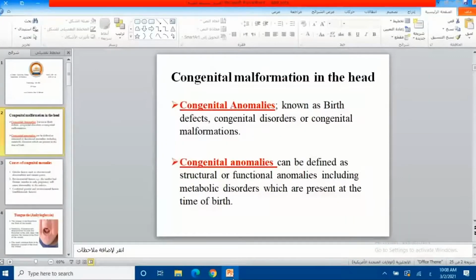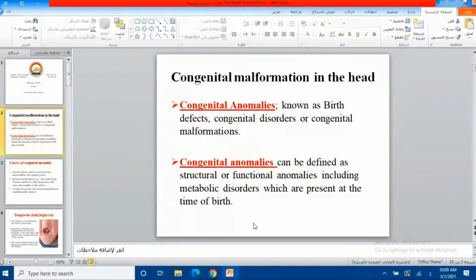Okay, so we will review what we talked about before about congenital malformation in the head. Generally, I kept talking about the face. Congenital malformation, we said before, means anomalies, birth defects, congenital disorder, or congenital malformation at the same time. We usually use these terms for the same purpose. Congenital anomalies can be defined as structural or functional abnormalities, including metabolic disorders, which are present at the time of birth.